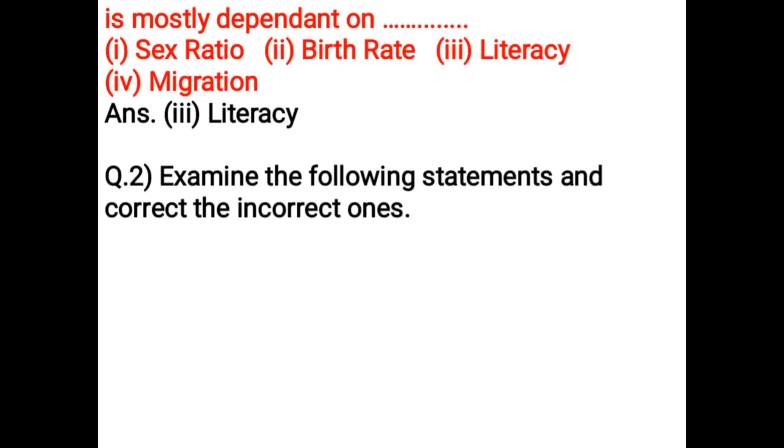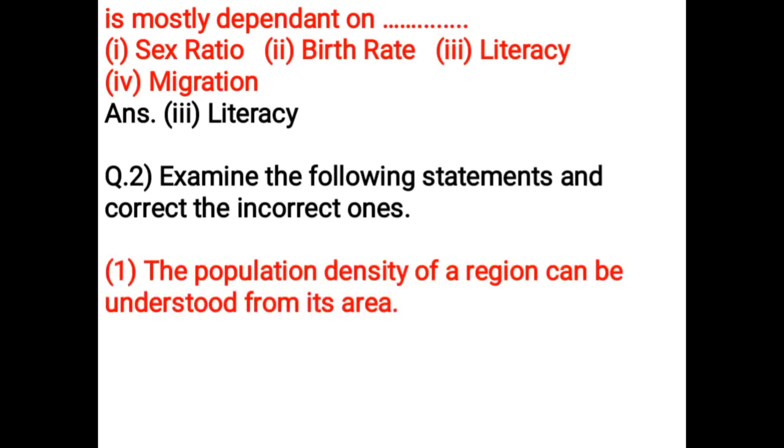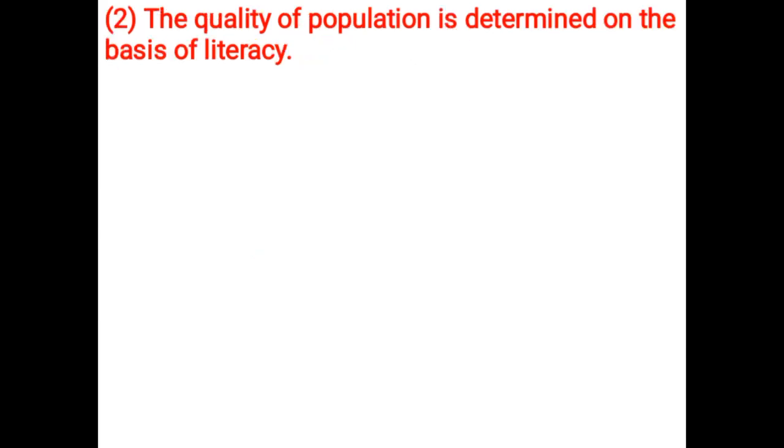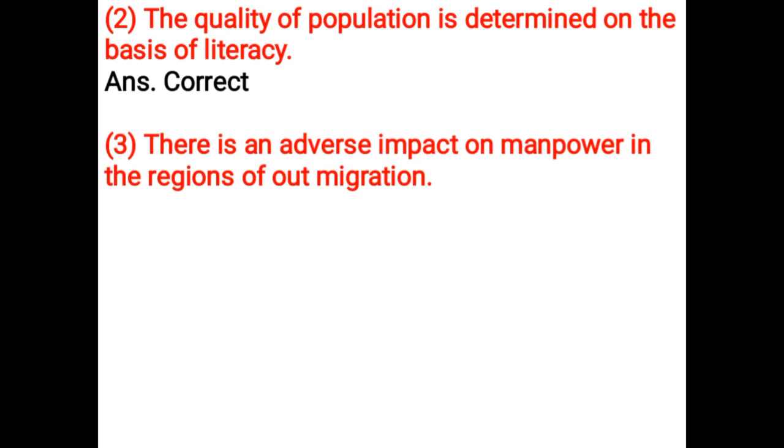Examine the following statements and correct the incorrect ones. The population density of a region can be understood from its area. Incorrect. Correct sentence: The population density of a region can be understood from its area and the total volume of population living in it. The quality of population is determined on the basis of literacy. Correct. There is an adverse impact on manpower in the regions of outmigration.